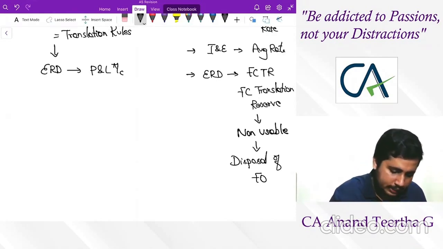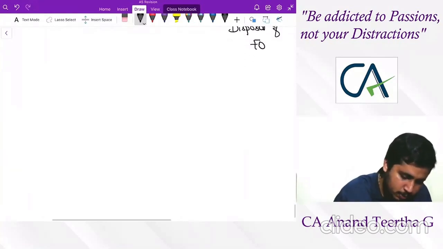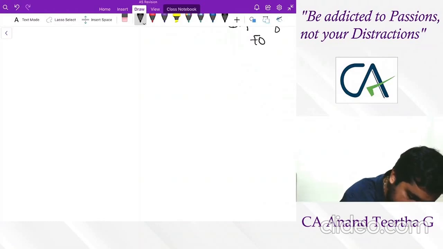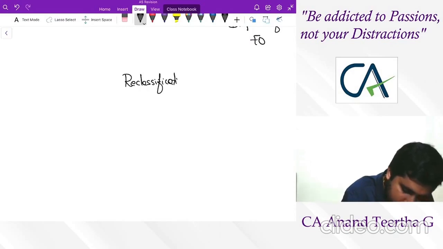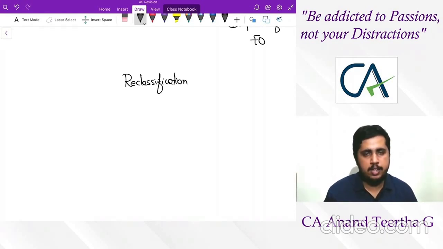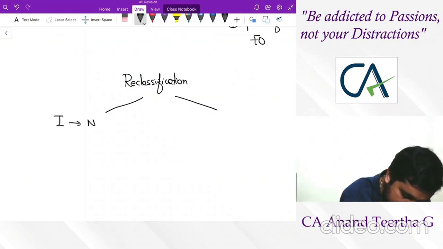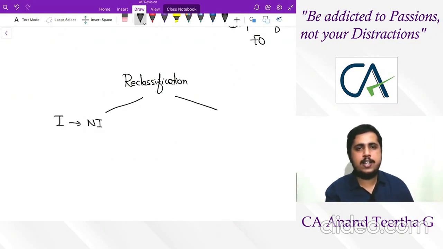Now let's try to learn only one extra thing when it comes to this operation stage, and afterwards let's move to the next one, which is about reclassification. Basically, initially you started off as an integral foreign operation, and later it gets converted to non-integral. Case number two: initially when you started it was non-integral, and later you converted it to integral. So either of the two is possible. Now, effect-wise, how is it going to happen if integral gets converted to non-integral?